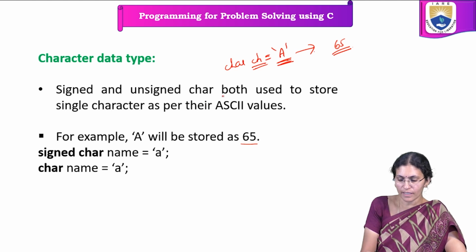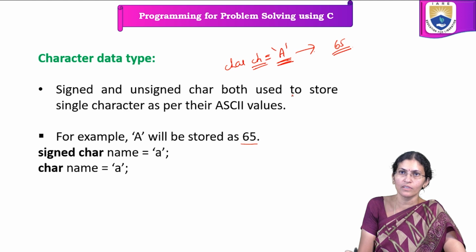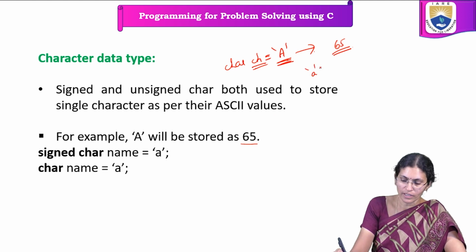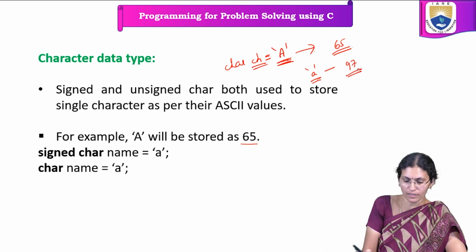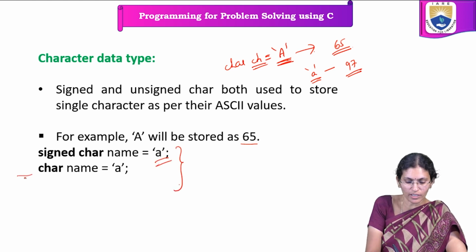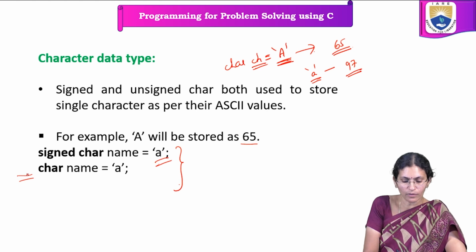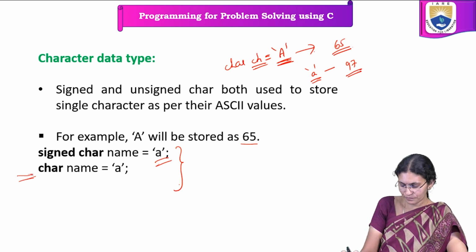So signed and unsigned characters both are used to store a single character as per their ASCII values. Next, small a. The corresponding ASCII representation of small a is 97. So a is stored as 97. So signed char a is equal to this and this, both are the same. If you don't mention any qualifier here, then by default it means signed.